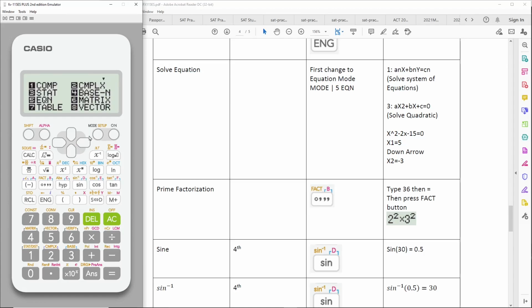Then go back to mode. Press 5 again. If I want to solve a quadratic, I can choose option 3. Then put in my coefficients, 1, negative 2, and negative 15. Press equal. So we get x1 equals 5. Press the down arrow, x2, negative 3. So your answers to the quadratic are 5 and negative 3. So 2 answers.